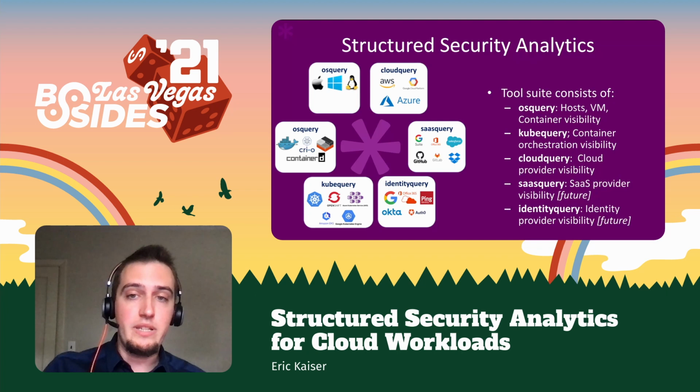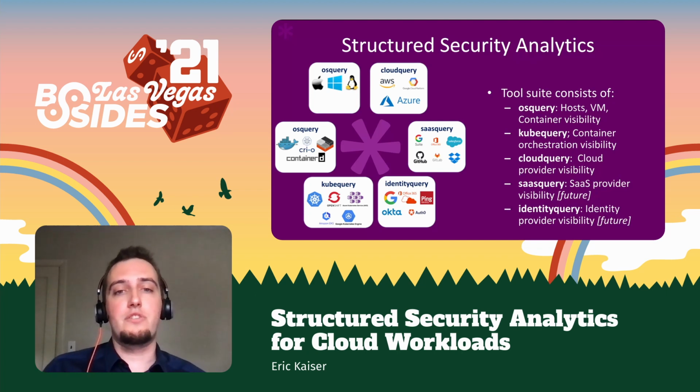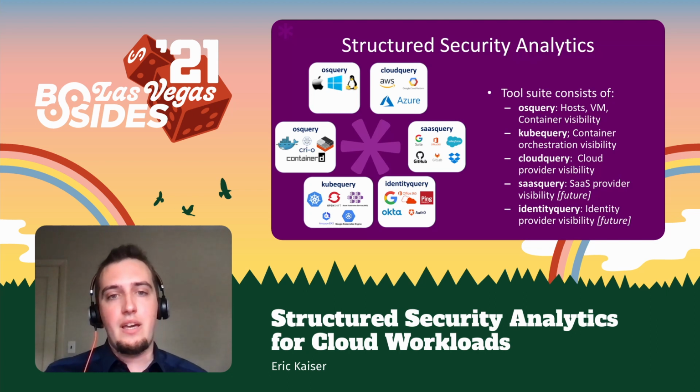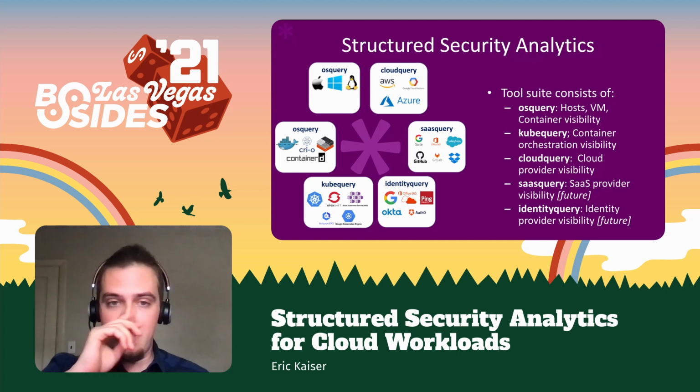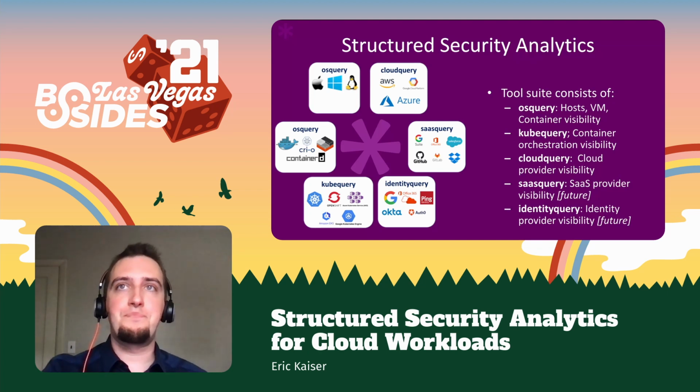Next is kubequery, which is container orchestration visibility to get you information about your Kubernetes deployments. Cloudquery, which is cloud provider visibility for AWS, GCP, and Azure. And hopefully soon, SaaS query and identity query to be able to pull in and normalize data from your identity providers, your SaaS providers, Office 365, G Suite, Okta, all the usual.